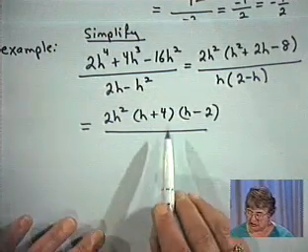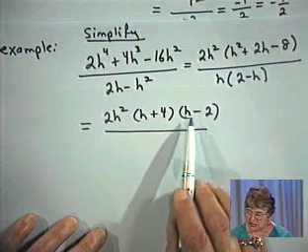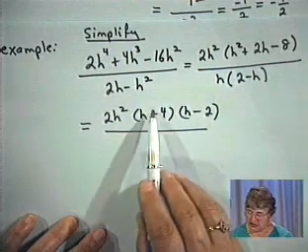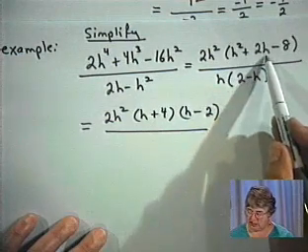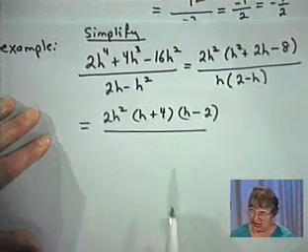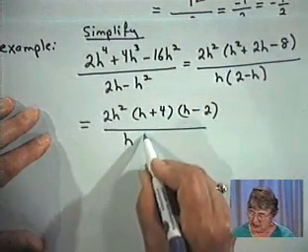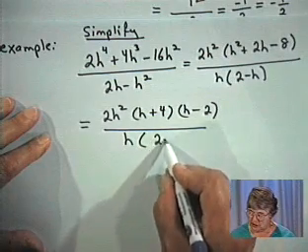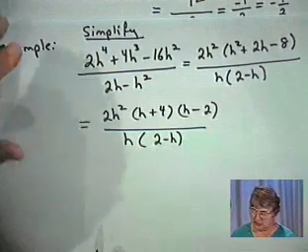But let's check it out. The middle term is going to be 4h minus a 2h, which gives us a plus 2h. Plus 4 times minus 2 gives us the negative 8. So we factored that correctly. And now for the denominator, we're going to have h times the factor 2 minus h.